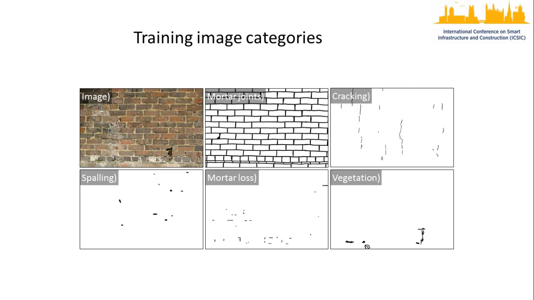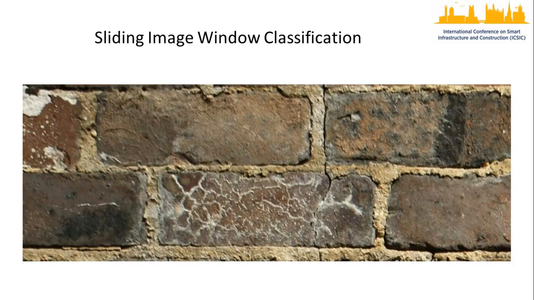In order to create the data set, I've had to manually annotate these images with the different patterns I'm interested in, so the different defect classes, and also where the mortar joints are, so that I can assess the effect of those mortar joints. Then, using a sliding window approach, each of these flashing boxes depicts a window which is taken out of the brick, and each of these windows is then assigned a class based on whether the map detailed in the previous slide contained or didn't contain a defect.